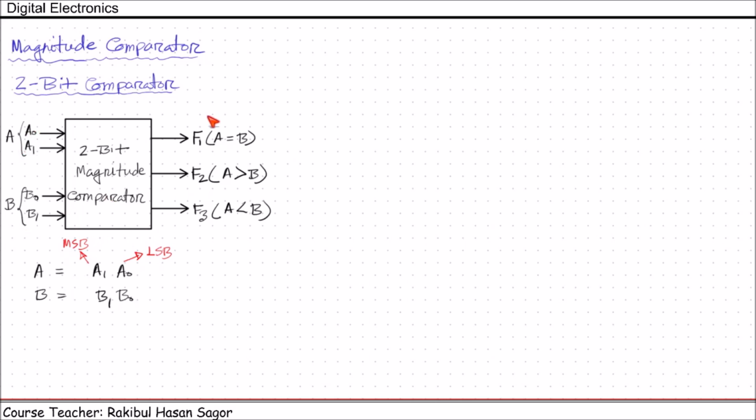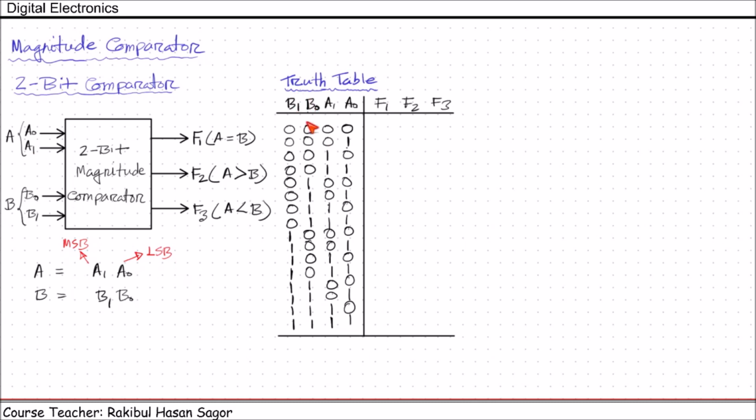The inputs and outputs are defined. On the input side, we have 4 bits, A0, A1, B0, B1. And on the output side, we have 3 bits, F1, F2, F3. So let's start designing this by constructing the truth table. As on the input side we have 4 bits, there will be 16 combinations. So this is the truth table for this 2-bit comparator.